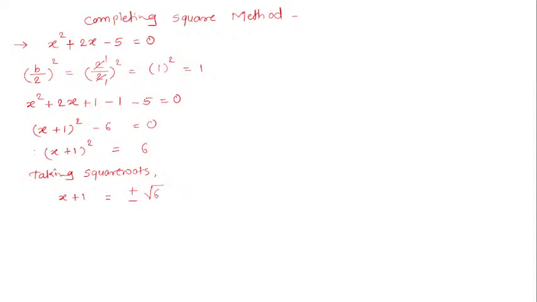Now we have to find the value of x. So transfer this plus 1 to the right hand side. So plus 1 will become minus 1, and plus minus root 6 as it is. Now we can split this as x is equal to minus 1 plus root 6, or x is equal to minus 1 minus root 6. So these are the two values, the two roots of the quadratic equation. So this is the completing the square method.